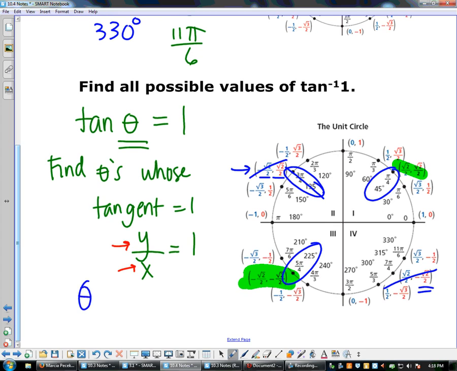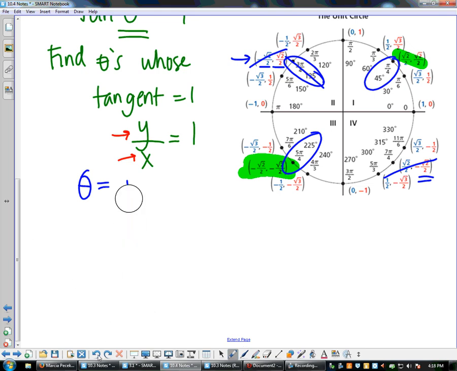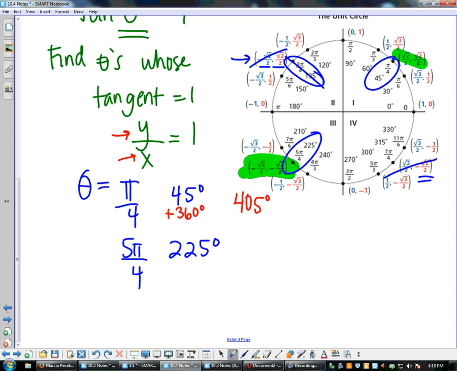So some answers that my theta could be are pi over 4, which is the same as 45 degrees, or 5 pi over 4, which would be equivalent to 225 degrees. And as we mentioned before, those are just a few of the answers. Remember, we talked about coterminals, so you could keep wrapping around the circle. I can add 360 degrees to this and go around the circle again, and another answer here could be 405 degrees. That would also have a tangent of 1. There are many, many answers. We're just listing the ones we see on the unit circle right now.